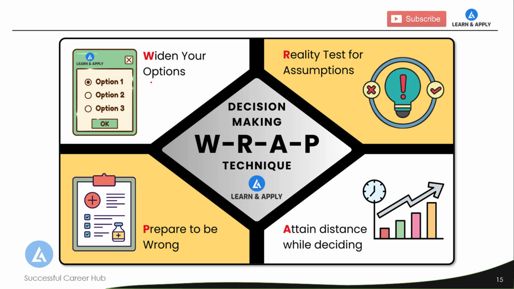WRAP stands for Widen Your Options, Reality Test for Assumptions, Attend Distance while Deciding, and Prepare to be Wrong. You will get more clarity about this technique once we understand the four villains of decision making. So let's go into the detail of it.